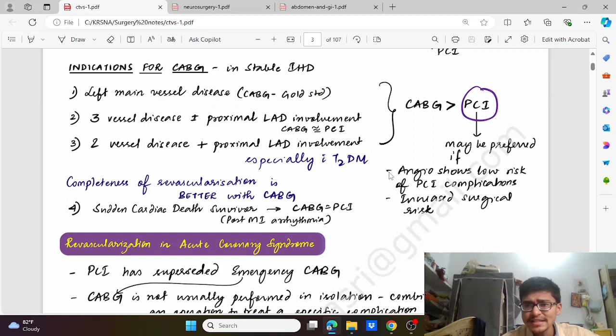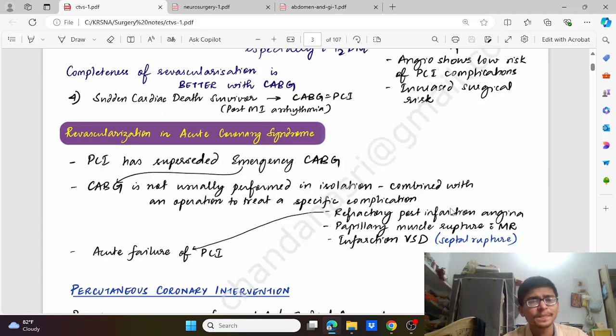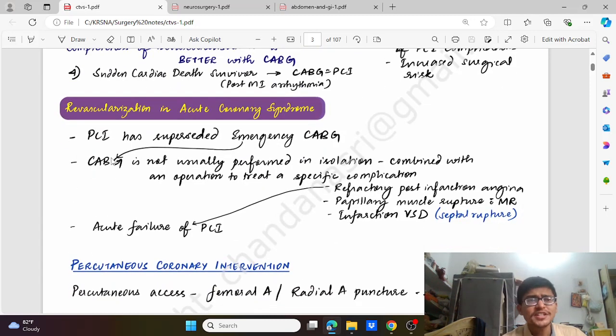In rest of the cases, CABG is better than PCI since it shows completeness of revascularization. And PCI may be preferred if angio shows low risk of PCI complication and increased surgical risk. So that is why PCI has superseded emergency CABG; in unstable cases we do not do CABG nowadays. We go for PCI, that is percutaneous coronary intervention, which we'll see ahead.